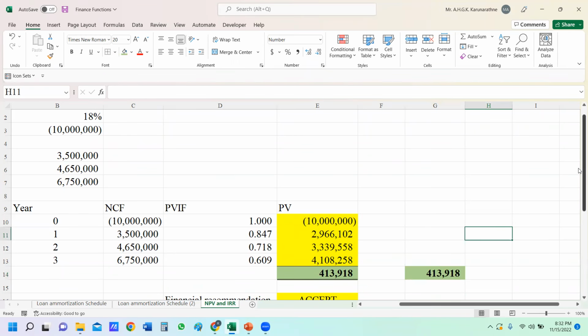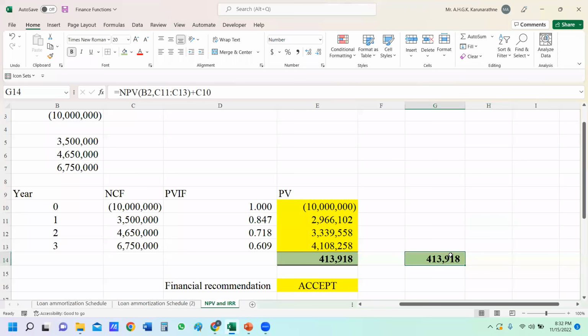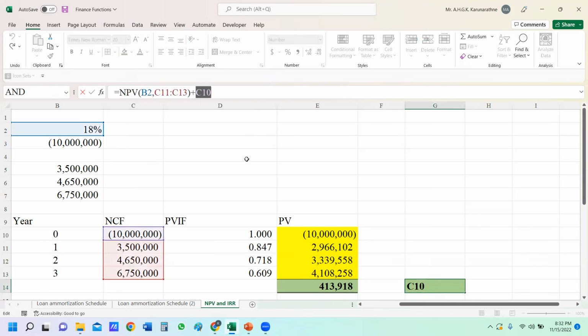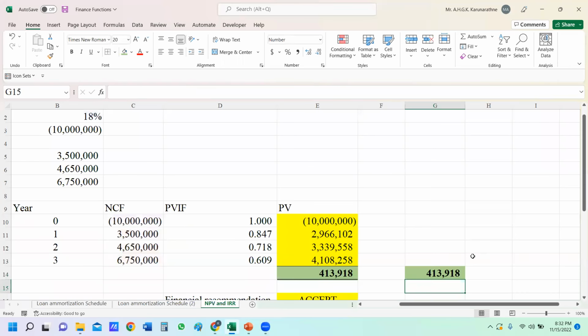So that's how NPV is computed using the finance function. Show the cash flows, give the discount rate or the project cost of capital. Then show the cash flows excluding the initial outflow, and then take the initial outflow into the formula. Then it computes NPV very quickly.